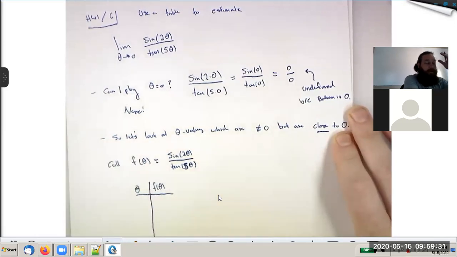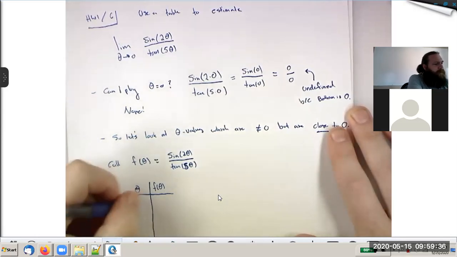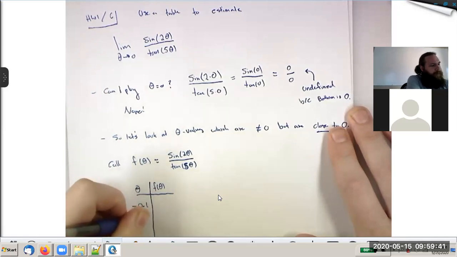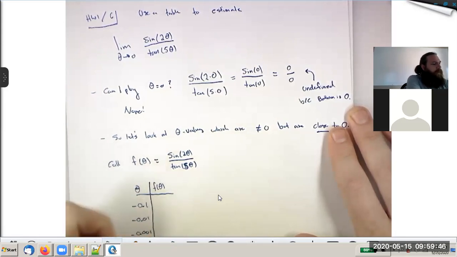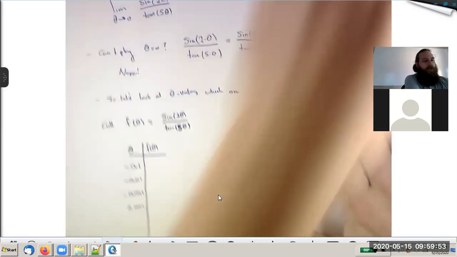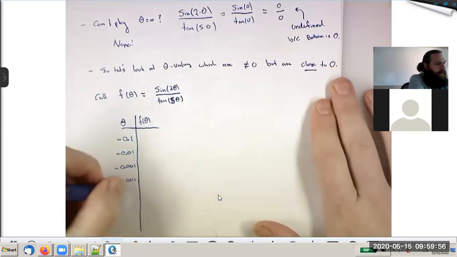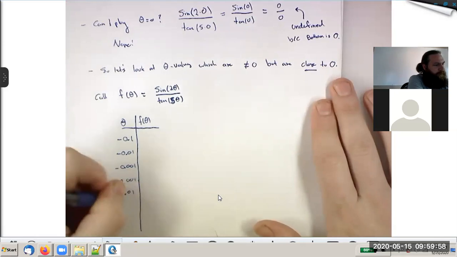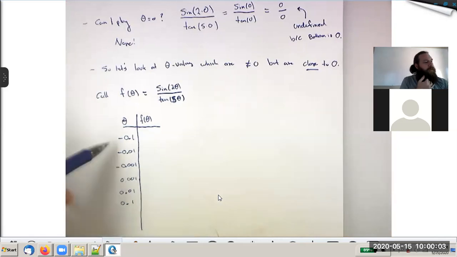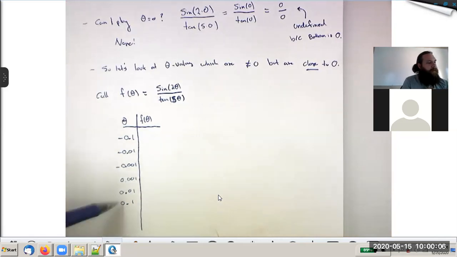And the suggestions were like 0.1, 0.01, that sort of thing. Let's do that. So let's start with negative 0.1, and then we'll look at negative 0.01, negative 0.001, and then we'll go to 0.001. We're skipping over 0 here. And we'll look at 0.01 and 0.1. All right, so here's approaching 0 from the left, and here's approaching 0 from the right.